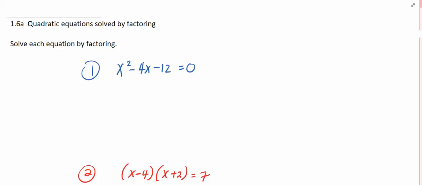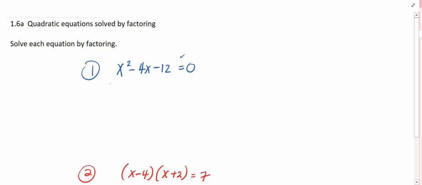Okay, welcome to a couple of examples of solving a quadratic equation by factoring. We're going to take a look at a couple of problems. First one, I'd like for you to notice that it says to solve by factoring, so we have no other choice. Also that it equals 0.